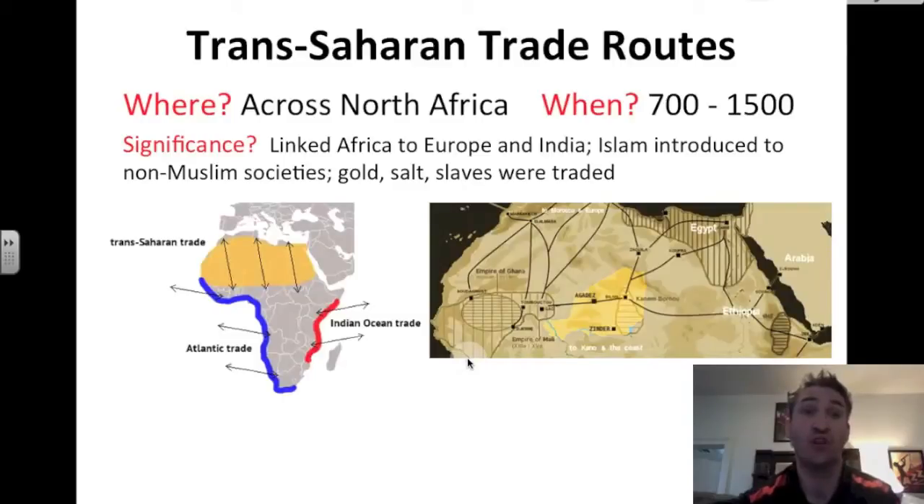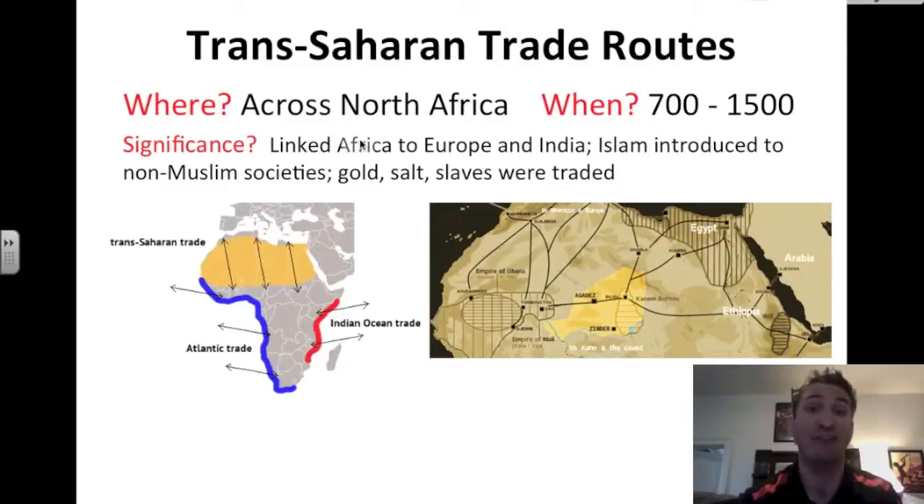Another important trade route was the trans-Saharan trade routes. Trans meaning across. Where was this route? Across North Africa. You see it in tan here. When was this trade route widely used? From 700 to 1500. And what was the significance of the trans-Saharan route?